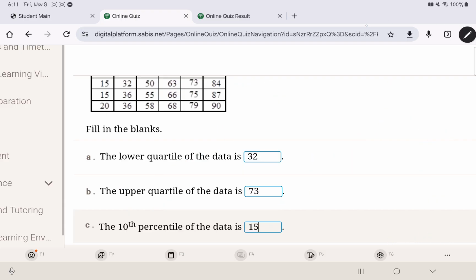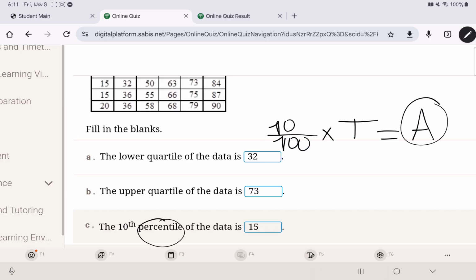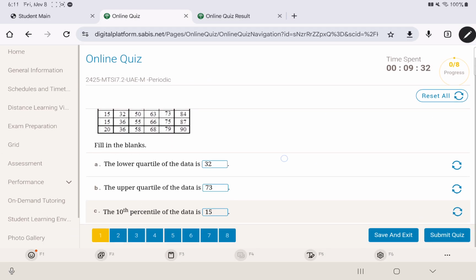All right, and then any percentile. So here they told us what the 10th percentile means. It means 10% of the total. So 10 over 100 times the total. And then we got an answer. And then this answer again can either be a whole number or a decimal or fraction. And then the rest applies exactly the same.